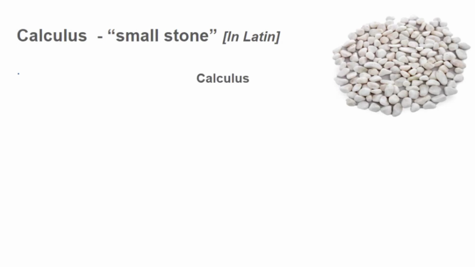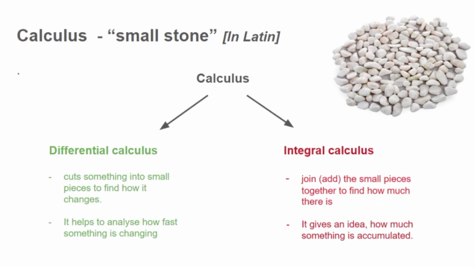Calculus is classified into differential calculus and integral calculus. In differential calculus, we cut something into small pieces to find how it changes. In integral calculus, it's just the opposite. We join or add the small pieces together to find how much there is. As mentioned, differential calculus helps to analyze how fast something is changing, and integral calculus gives an idea of how much something has accumulated.